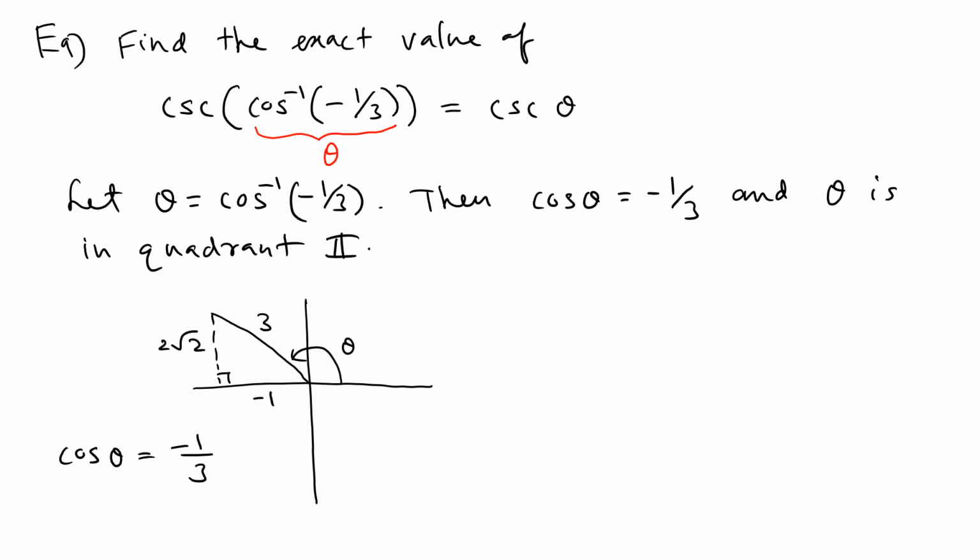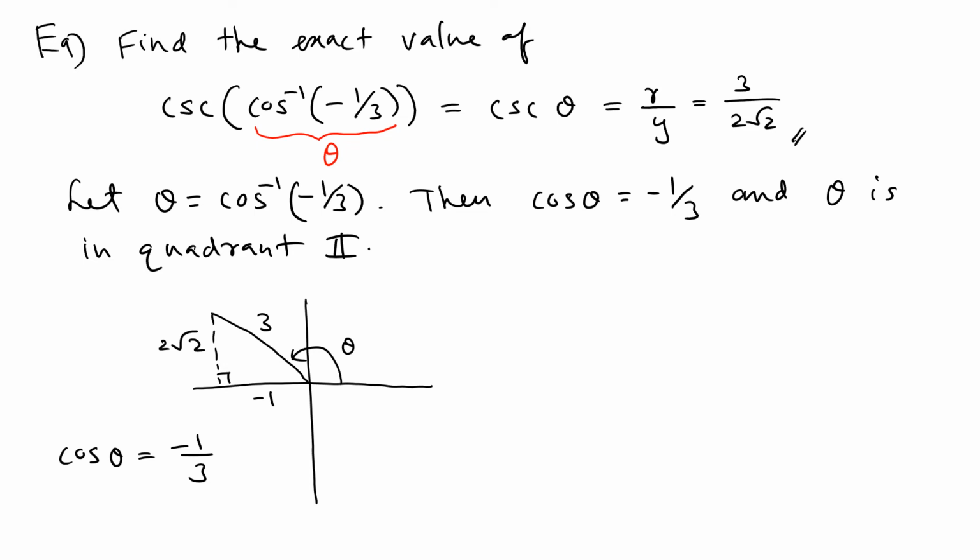What we need to do now is find the cosecant. Cosecant means r over y. So you can write this simply as r, the radius, over the y coordinate. The radius is 3, so it's 3 over the y coordinate, which is 2 square root 2. So that's the answer.